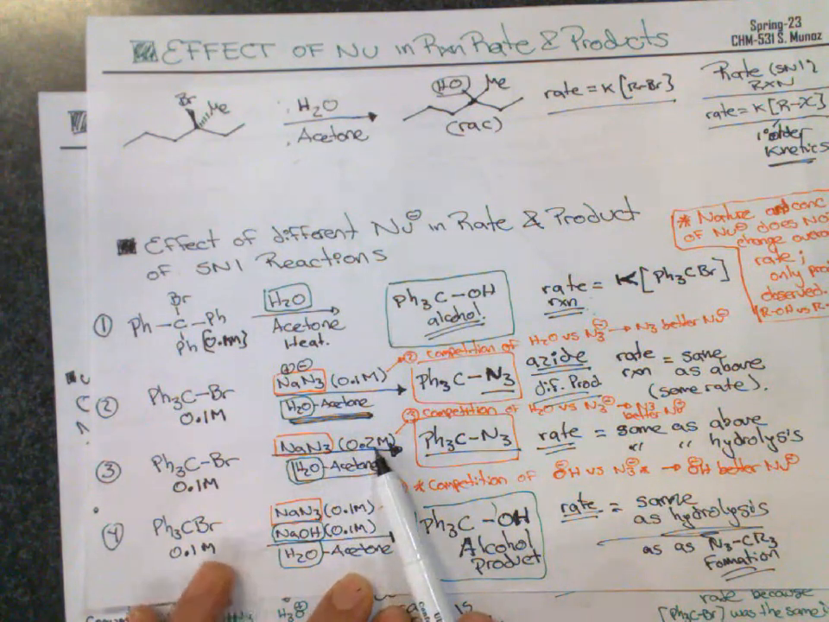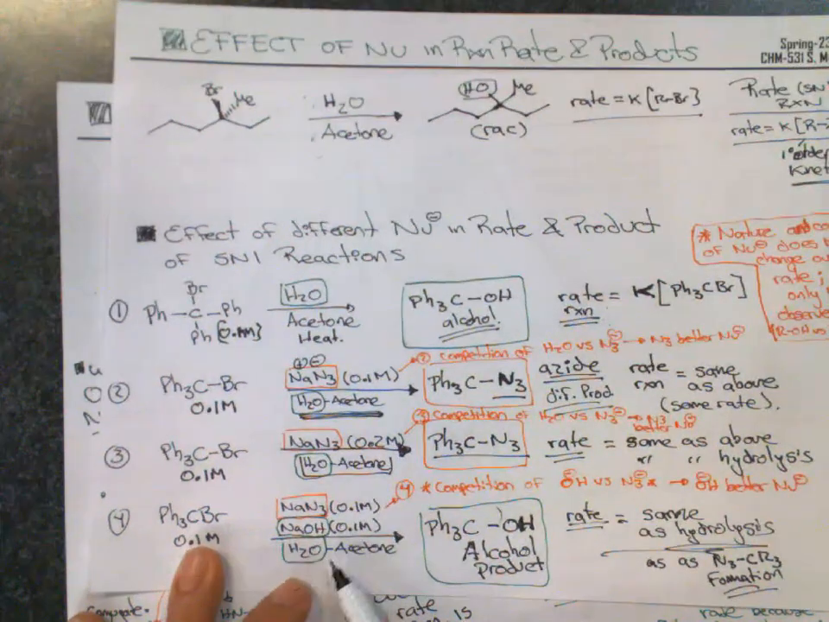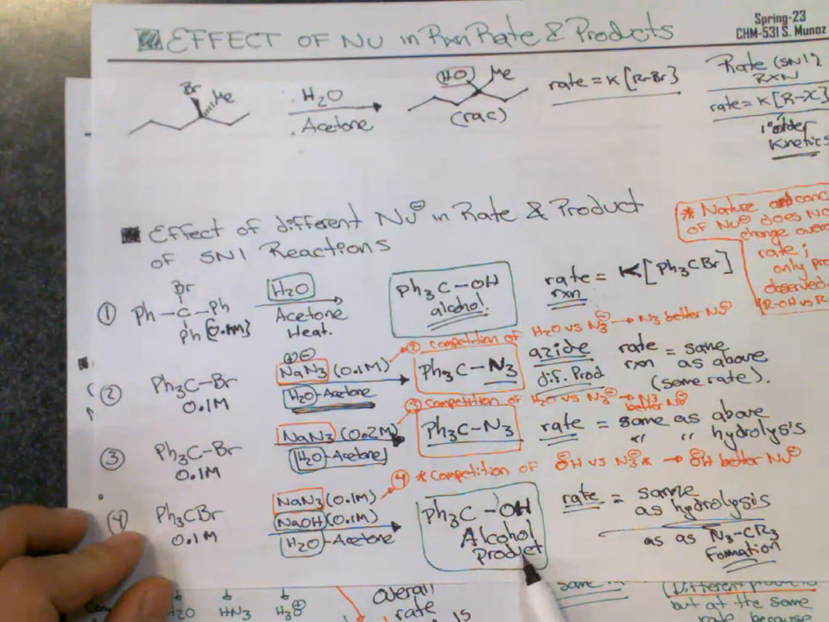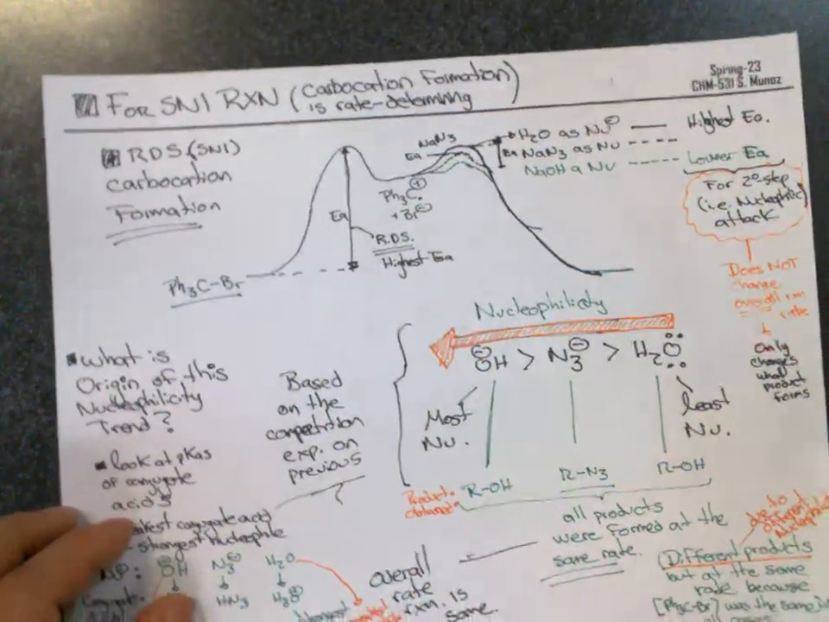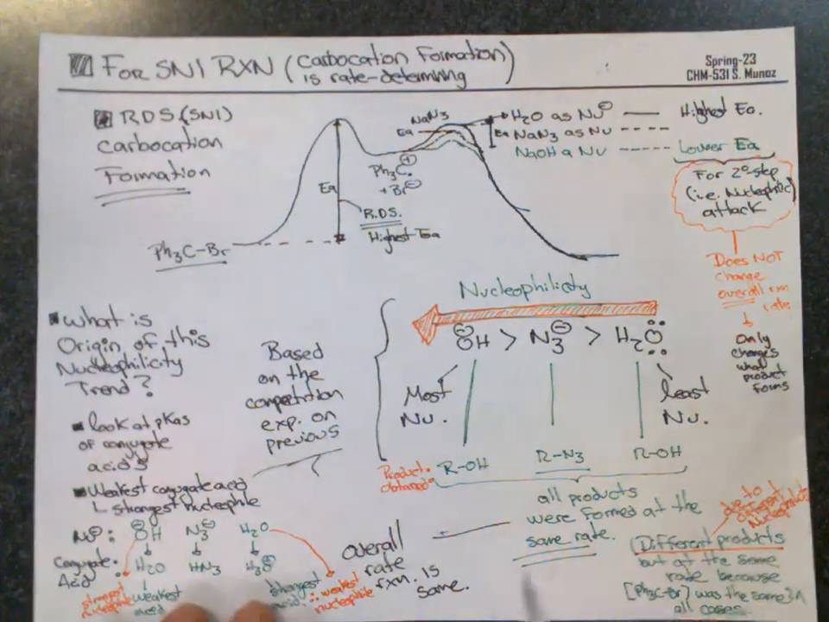We increased the concentration. The rate didn't change, even though we doubled the concentration of sodium azide. Now we have a competition between sodium azide and sodium hydroxide, two anionic nucleophiles, and also water as the nucleophile. And here we get the alcohol product. So what can we conclude from this? It's in one of your slides from the previous lecture.